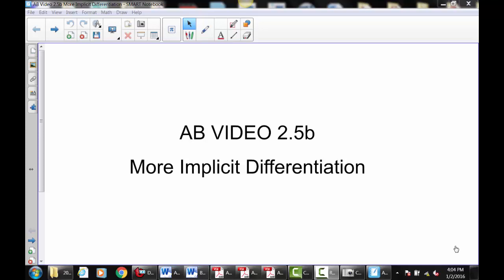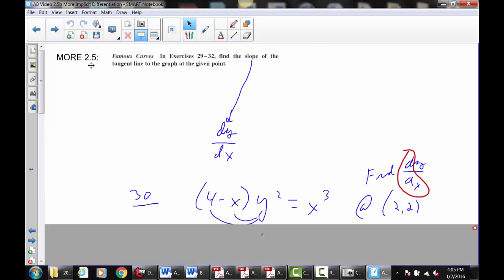Hi, welcome to video 2.5b, more on implicit differentiation. From section 2.5, numbers 29 to 32, find the slope of the tangent line.